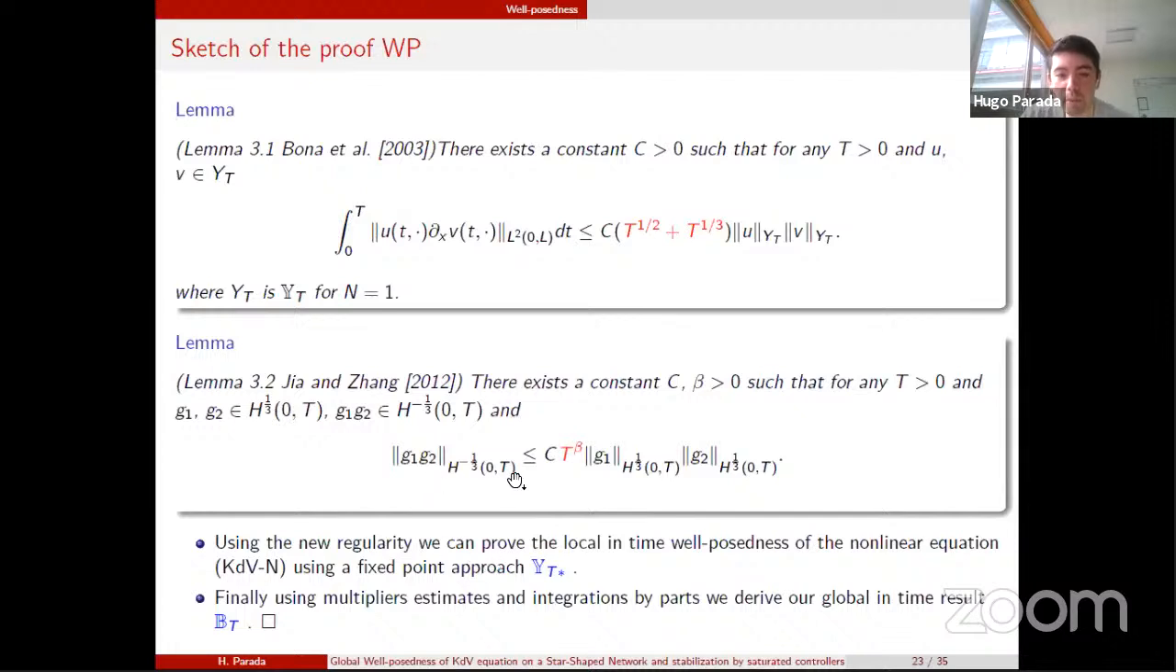We prove all the other parts to prove this, because in past work, when we use the fixed point approach, this estimate doesn't have the time. So you are not able to take time small in the fixed point approach, only the initial condition small. So with this, as you have the time in two parts, using this new regularity, you can prove the local in time well-posedness for the nonlinear equation in this space. And if you do some estimates, classical for KdV, you can derive the global well-posedness in BT.